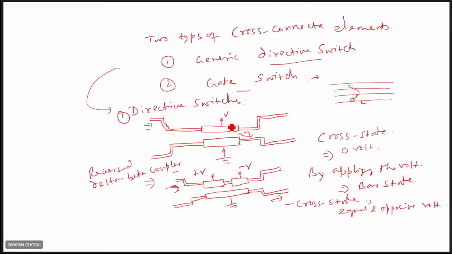If there is no voltage applied across these two electrodes, it will be the cross state, meaning the input signals will be in the coupled port, not the throughput port. But if you apply the voltage, it will be in the bar state, and you can have the signals in the upper port. How is it done? When you apply the voltage, it changes the propagation constant, beta, which can be varied by applying the voltage. It will increase. So cross state is when zero voltage is applied, and the bar state you can have when you apply the voltage.